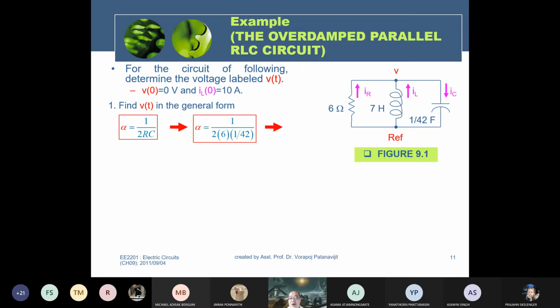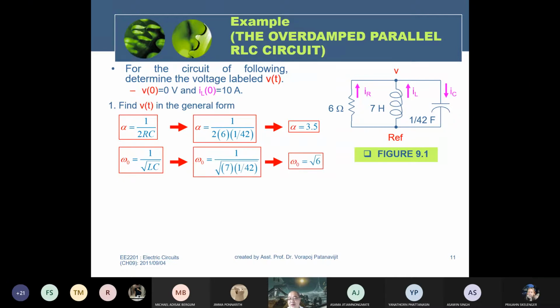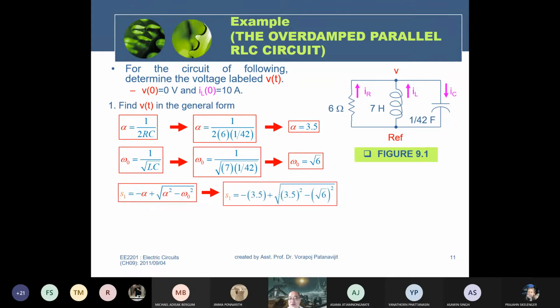Now alpha equals 1 divided by 2RC, where the resistor R equals 6 and C equals 1 by 42. Therefore, alpha equals 3.5. Next is omega 0, which equals 1 divided by the square root of LC. L equals 7 henry and C equals 1 divided by 42. Therefore, omega equals the square root of 6, which is approximately 2.6 to 2.7. In this case, alpha is greater than omega, so S1 and S2 are real numbers. Therefore, this is the overdamped case.